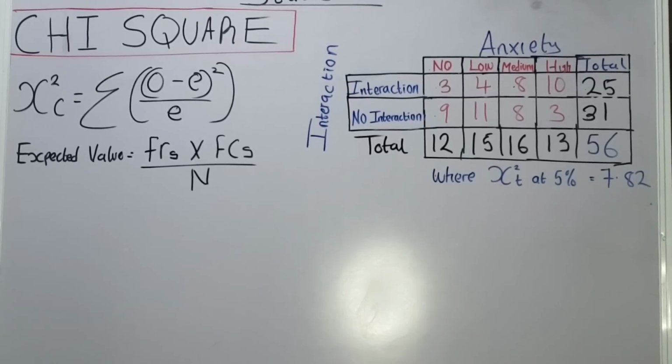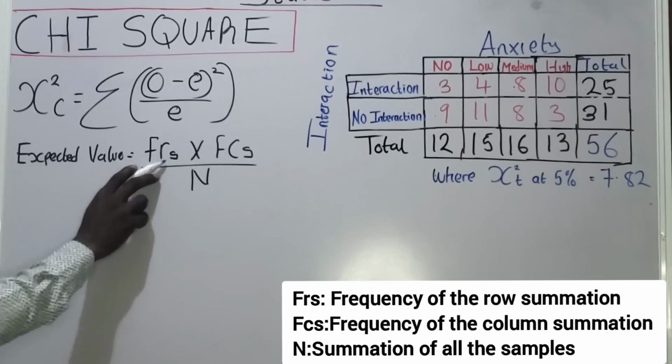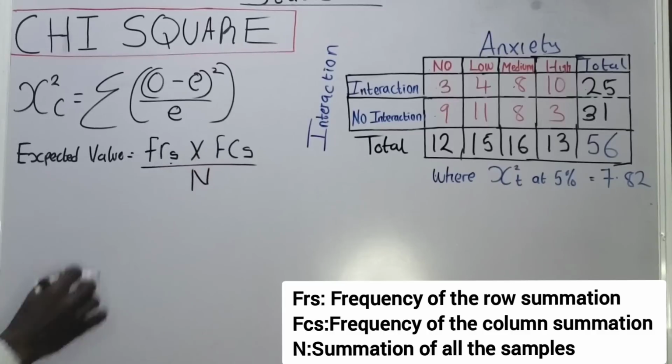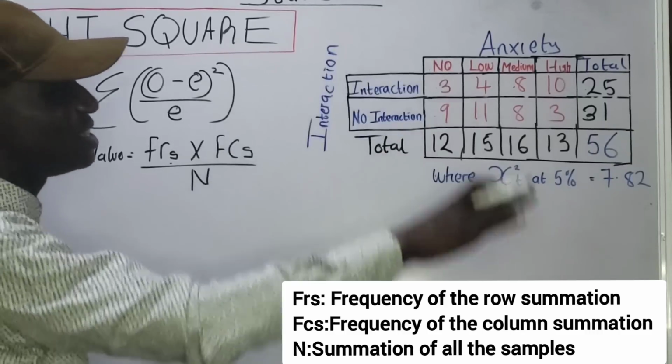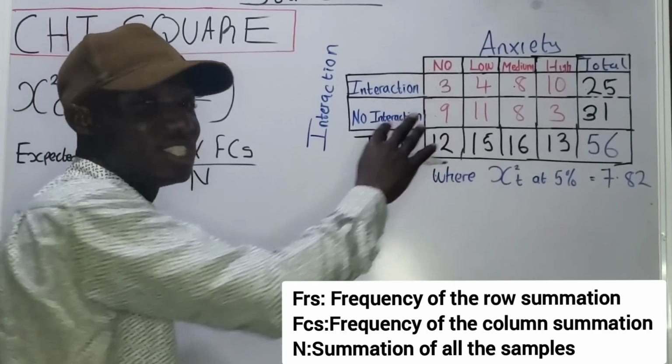You understand? Now, FRS simply means the frequency of the row summation. The summation of the row. The summation of the frequency of the row. That is FRS. FCS means the summation of the frequency of the column of the expected value that you want to calculate. Don't forget that we have different observed values. We have 8 observed values in this contingency table.